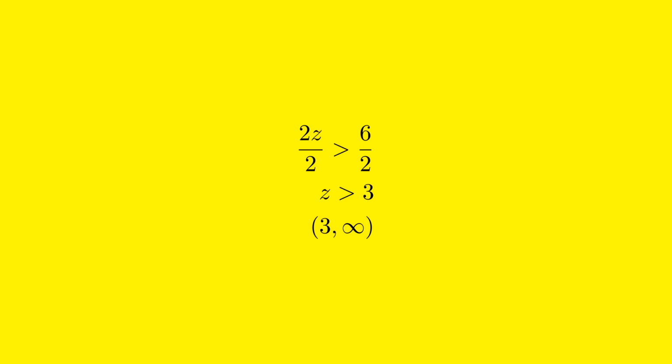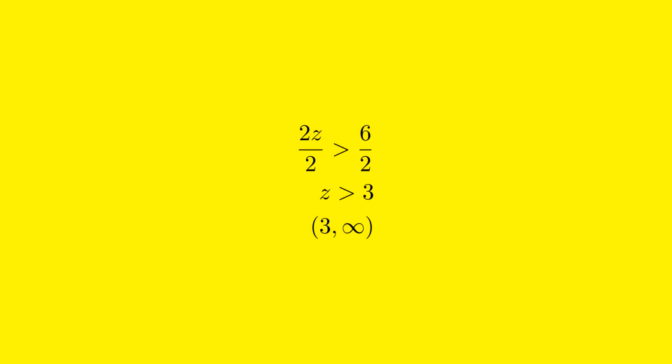Next, we express the solution in interval notation. Interval notation describes a set of numbers and uses a round bracket to show that an endpoint is not included. Here, z being greater than 3 does not include the number 3, but includes all numbers greater than 3 up to positive infinity. So we write the interval notation as (3, ∞).